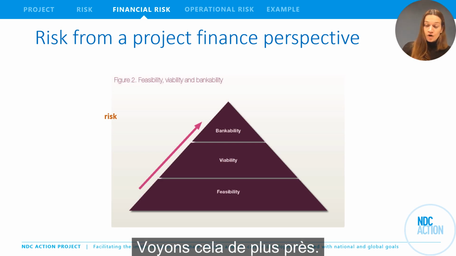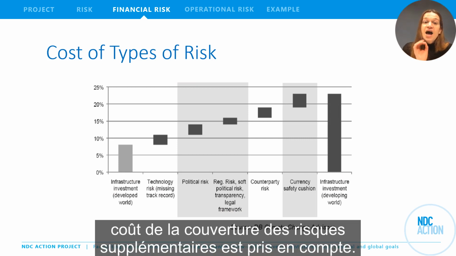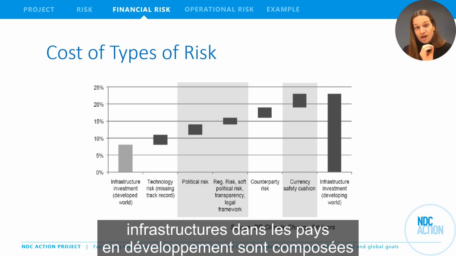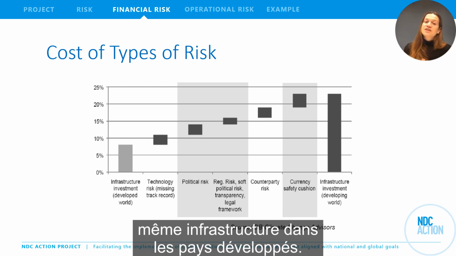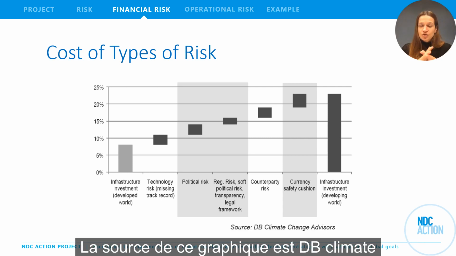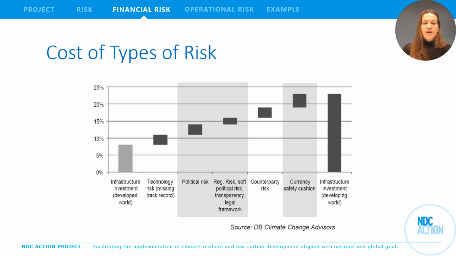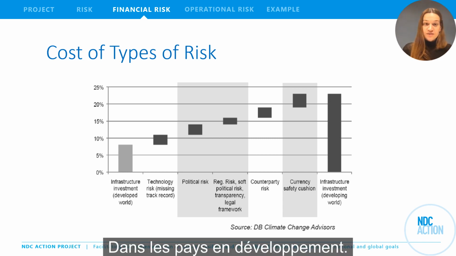Let's look into this more closely. This chart illuminates how cost of additional risk cover for infrastructure investments in the developing world are composed and why they exceed the cost of the same infrastructure in the developed world. The source of this chart is DB Climate Change Advisors, and of course it differs very much from asset to asset, but I think broadly it reflects the challenge of financial structuring in developing countries.